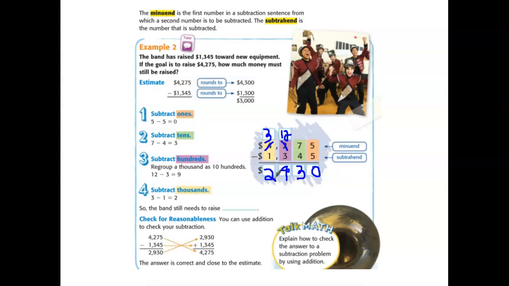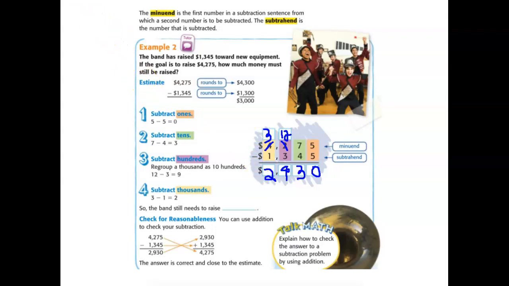So the actual answer is $2,930. Is that close to our estimate? It is. So then you can be assured that your actual problem is correct. And again, guys, when we are taking one from here, we're just regrouping it. It's still the same numbers. We're just making it look different. All right. So that was checking for reasonableness.